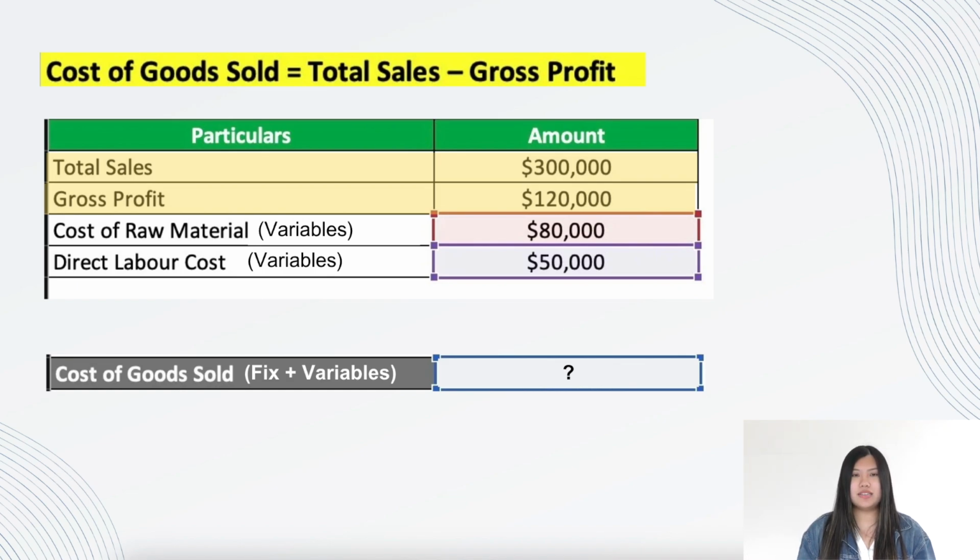And what's the gross profit? That'll be $120,000. So if you do the total sale of $300,000 minus the gross profit, which is $120,000, you'll get the total of $180,000.